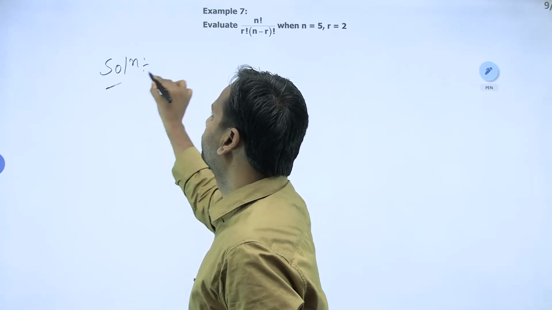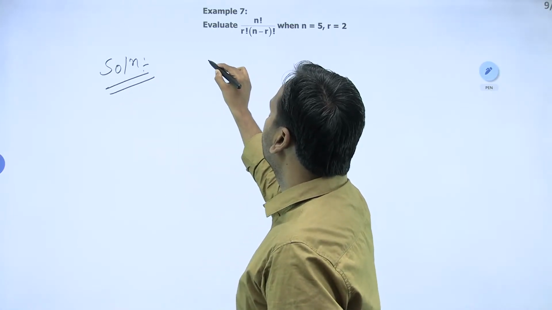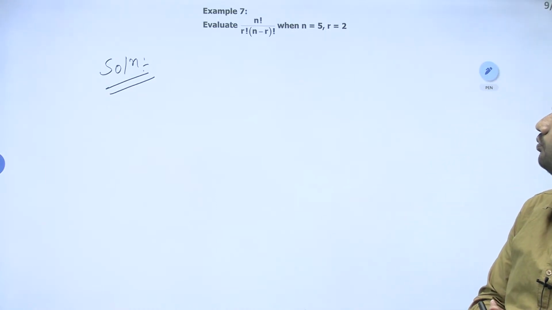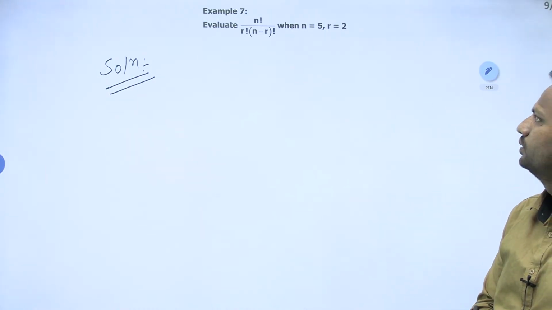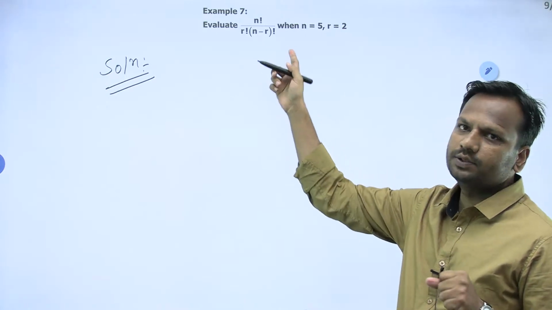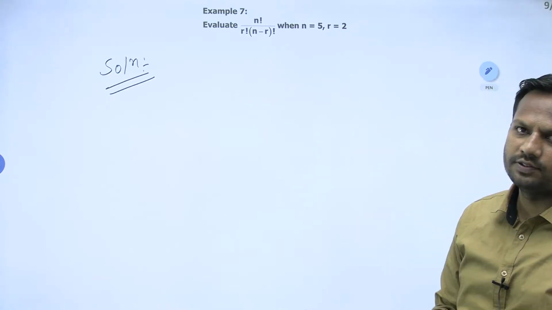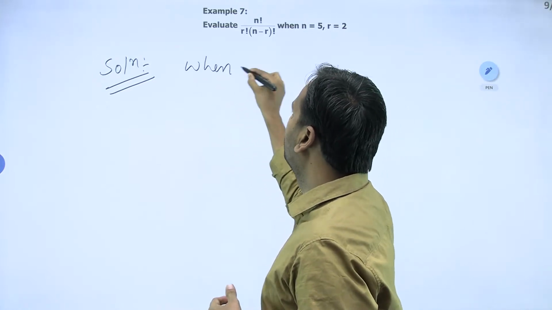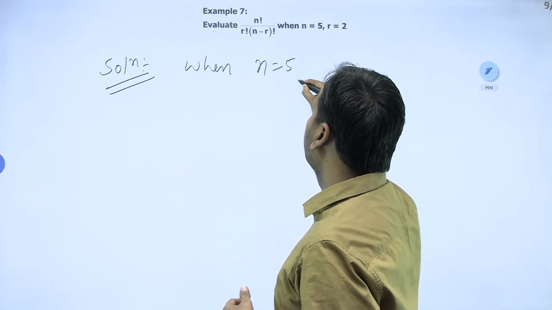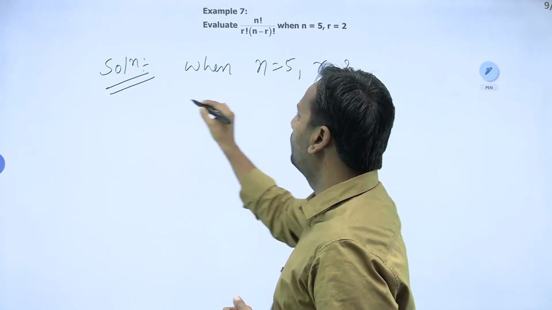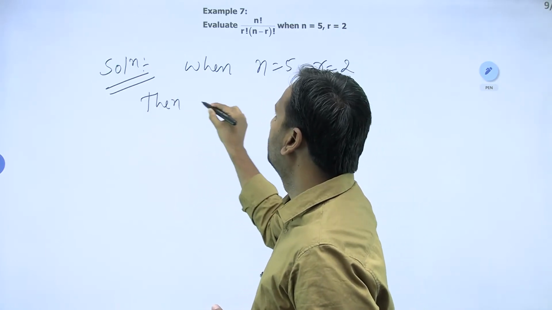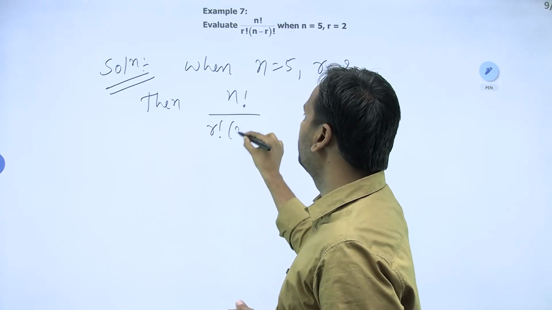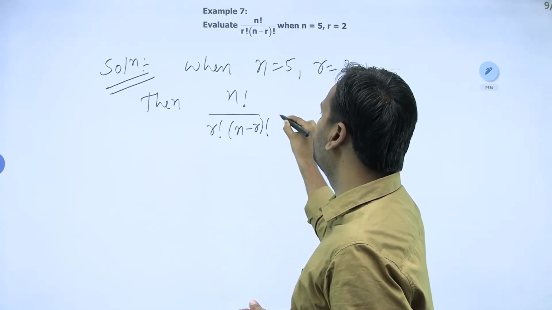Solution. So the given quantity is n factorial divided by r factorial into n minus r factorial, when n is 5 and r is 2. So what will be the value of this quantity whenever I substitute n as 5 and r as 2 in this? So when n is 5, r is 2, then the quantity n factorial divided by r factorial into n minus r factorial will be.